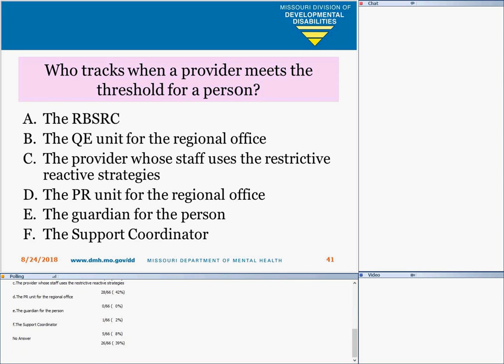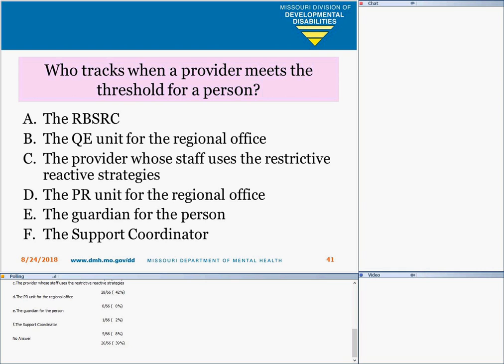Okay, well, most of you answered this one correctly. The answer to who tracks when a provider or support people meet the threshold for reactive strategies that are also restrictive is C, the provider whose staff uses the restrictive strategies. So the office is not going to be tracking that. The PR unit for the regional office is not going to be tracking that. Of course, the Guardian's not going to be tracking that.